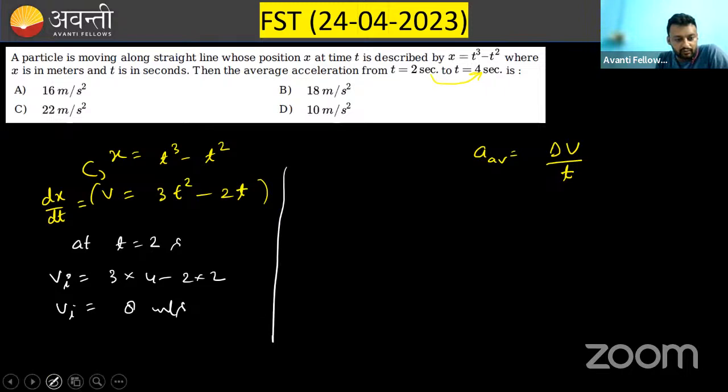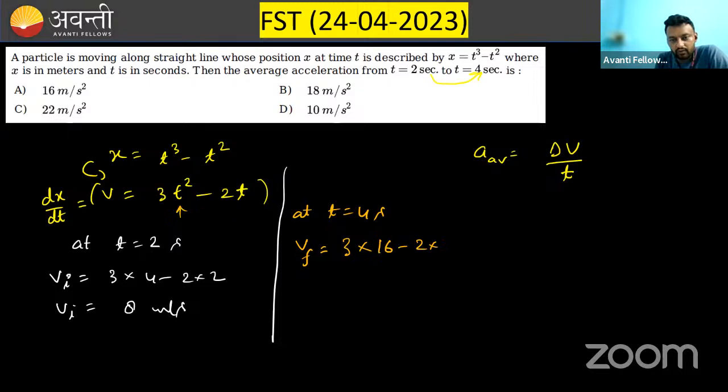Now at t equals 4 seconds, the velocity will be the final velocity. If you put 4, that is 3 into 4 square, which is 16, minus 2 into 4. That is 48 minus 8. Is it 40? Now you know the final velocity, and now you know the initial velocity. Now you can put it here.